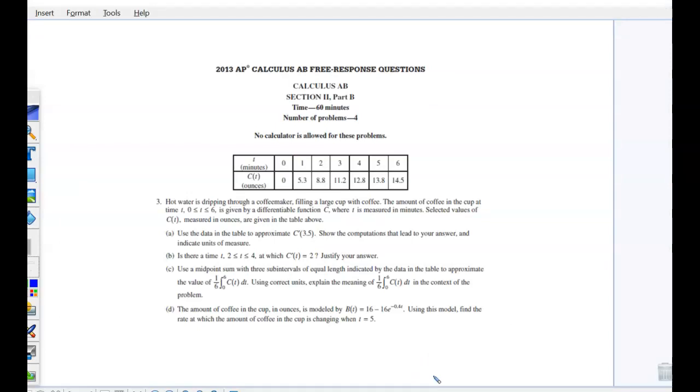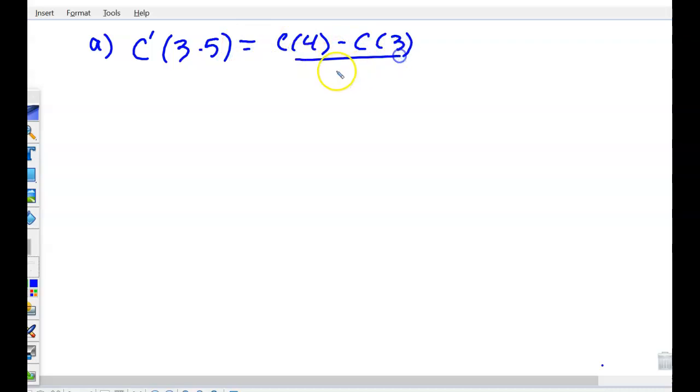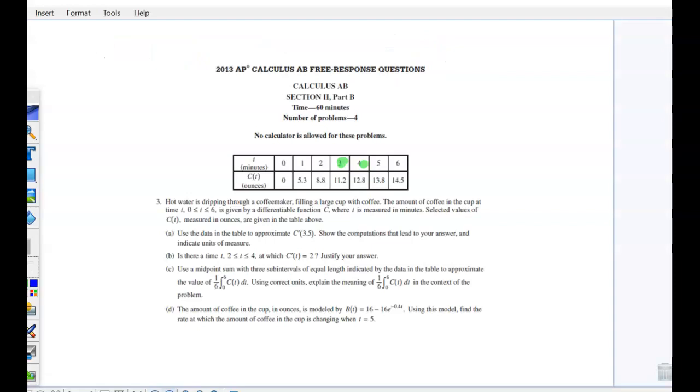Okay, so we're looking for the derivative at 3.5 in relation to function c. We don't know a function c, so we're going to have to do an approximation, a difference quotient, and 3.5 falls between 3 and 4. So it would make sense for part A to find the derivative at 3.5 to be equal to c of 4 minus c of 3 over 4 minus 3. And c of 4 is 12.8.